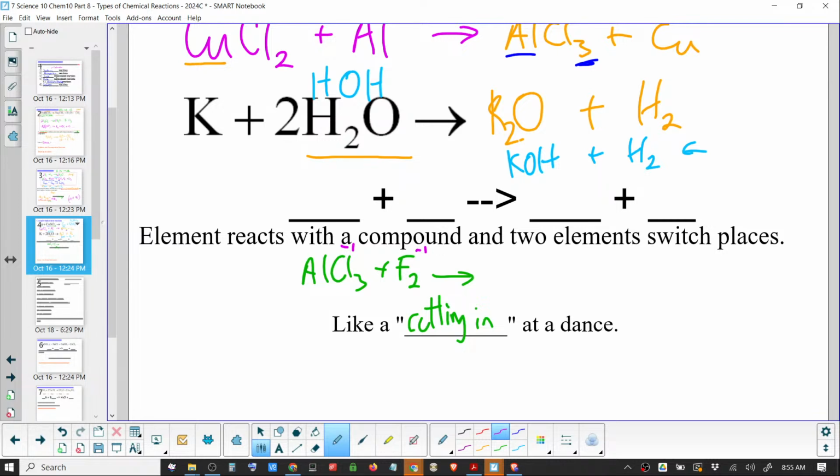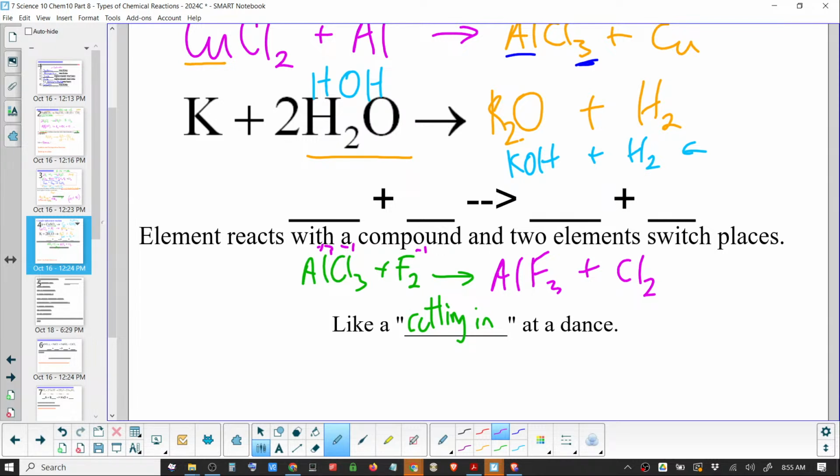Aluminum is always, we've already established, plus 3. So what will the new compound be? AlF3 plus Cl2, because both of them are the gases that like to dance in pairs. And so that's our final compound. It's not balanced.